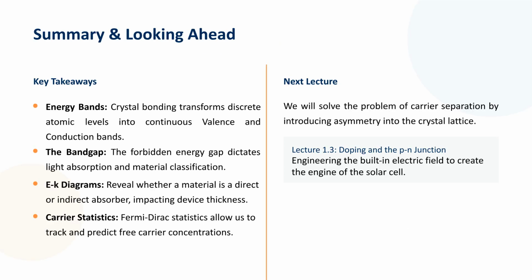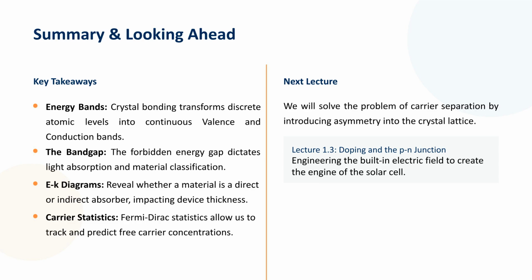Let's summarize. Atoms bonding in a crystal lattice cause discrete atomic energy levels to broaden into continuous valence and conduction bands. The forbidden energy gap between them dictates what wavelengths of light a material can absorb. Furthermore, computationally mapping energy versus momentum tells us whether the material is a direct or indirect absorber, while Fermi-Dirac statistics allow us to track the carrier populations.